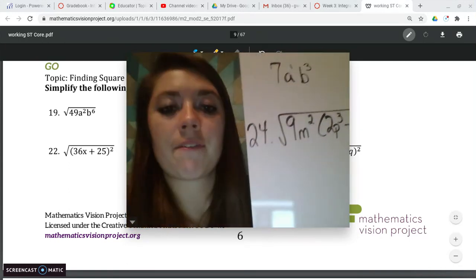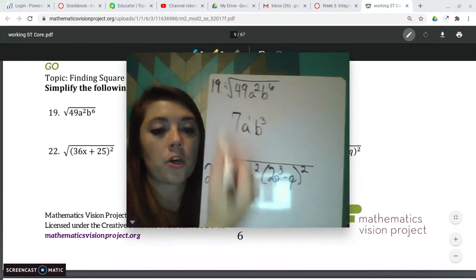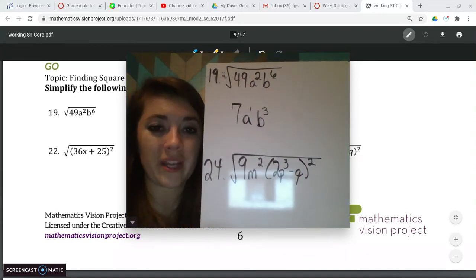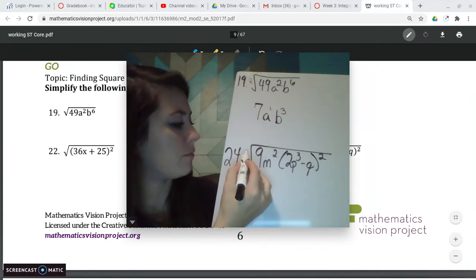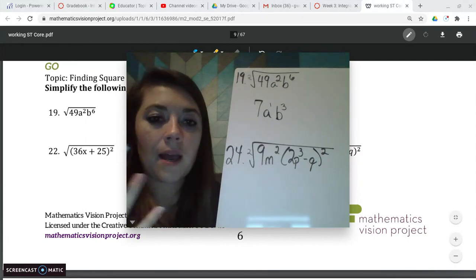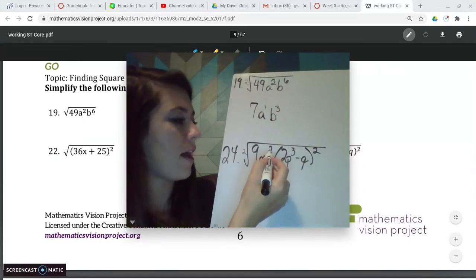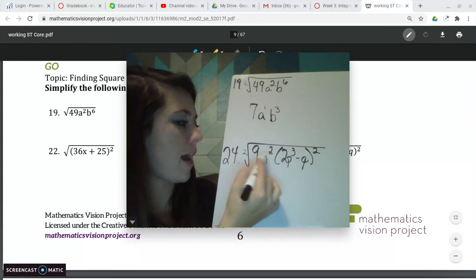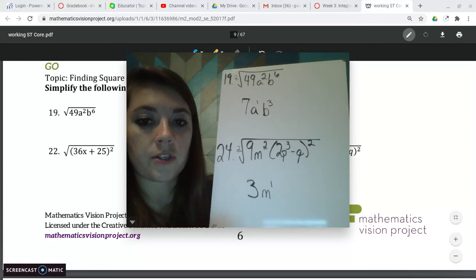All right, the next one, definitely more complicated. Make sure, just like in this one, every single part has to have the square root taken to it unless there's parentheses around it. So here we have 9. We're taking the square root. What times itself gives us 9? Well, that's 3. Then we have m squared. Remember, we take our exponent, divide it by 2. So now we just have m to the first.